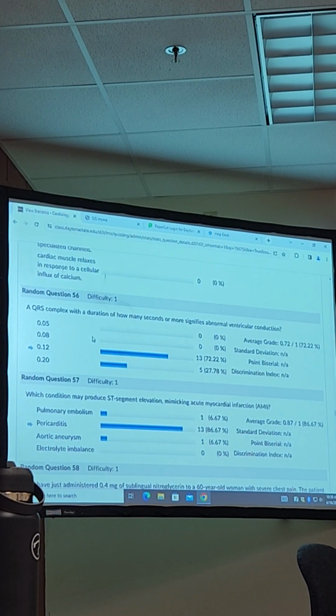QRS of how big signifies abnormal ventricular conduction. QRS has to be wider than 112.